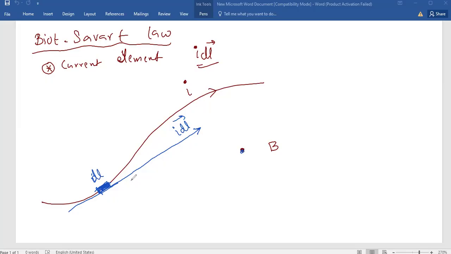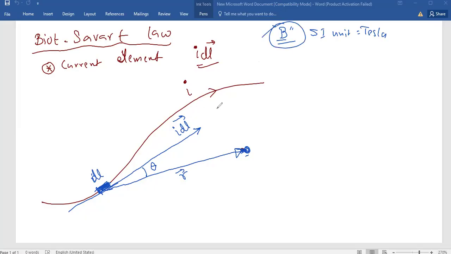Then you draw the position vector. This is the position vector, let it be r vector, and this angle is theta. Now we have to find the magnetic field at this point due to this current carrying wire. Magnetic field is denoted by capital B, which is the standard notation. The SI unit of magnetic field is Tesla. So we want to find out B here.